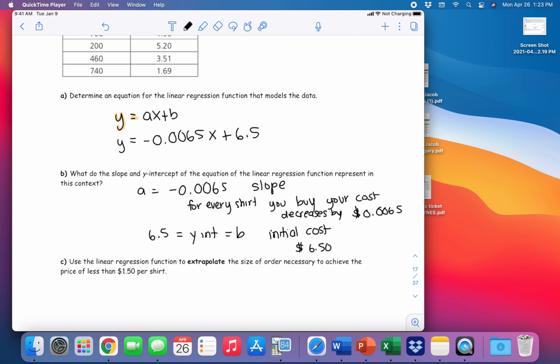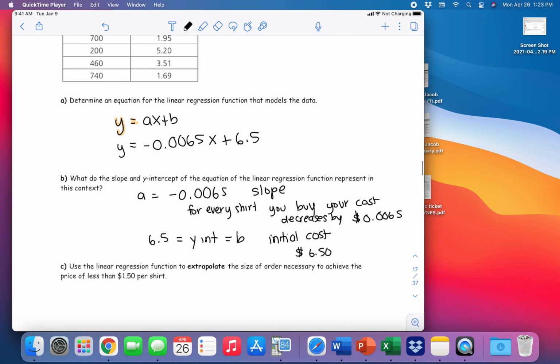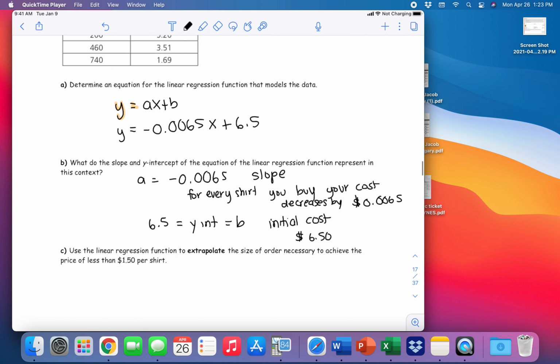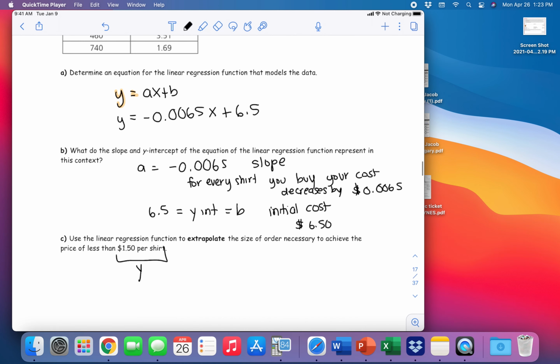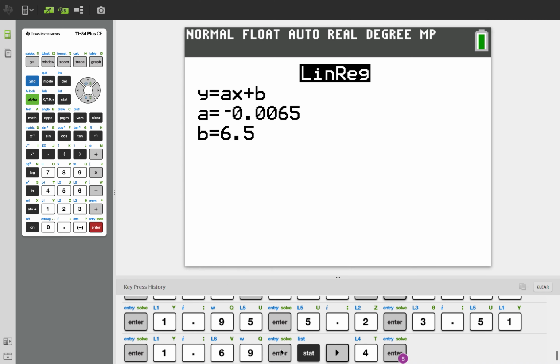Next, we're going to answer our question. They're telling us that we want the price of the shirt to be less than $1.50. So they're giving you the Y. Remember, this is your Y. Cost of shirt is your Y coordinate. So what we need to do is use our calculators to graph this and figure out what is our X coordinate. How many shirts will give us $1.50 or less?